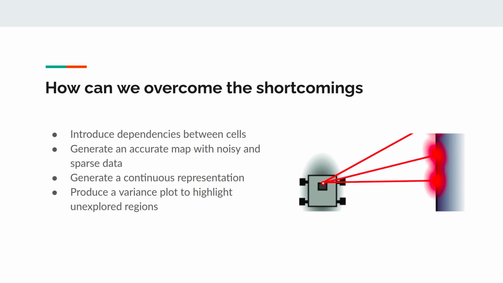This paper presents a few ideas to overcome the drawbacks of occupancy grids. Firstly, it introduces dependencies between neighboring cells using a Gaussian process approximation strategy. An accurate map, even in the case of noisy and sparse data, is generated. A continuous representation of map with mean and variance is calculated. The continuous representation can be leveraged to represent the unexplored area.